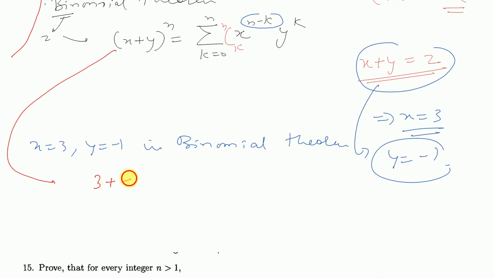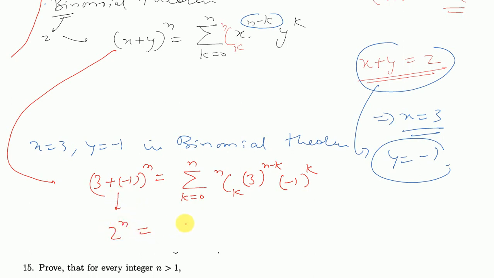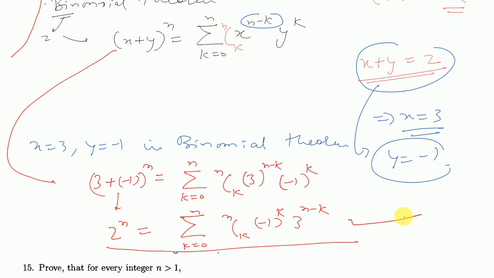So 3 plus (-1) whole raised to the power n equals the summation running from k equal to 0 to n of nCk, x raised to the power, x is 3, so 3 raised to the power n minus k, and y is -1 raised to the power k. So you see it becomes 2 raised to the power n, isn't it? And then equals the summation from k equal to 0 to n of nCk, (-1) raised to the power k, and 3 raised to the power n minus k. So this is the identity that we want. So it is hence proved. Okay, I hope you all understand.